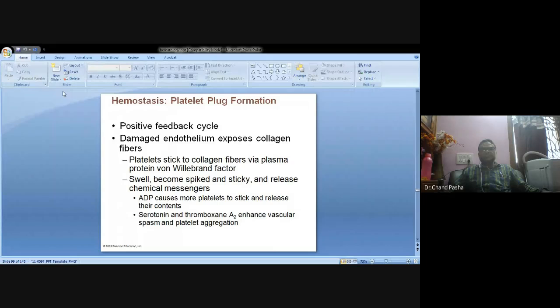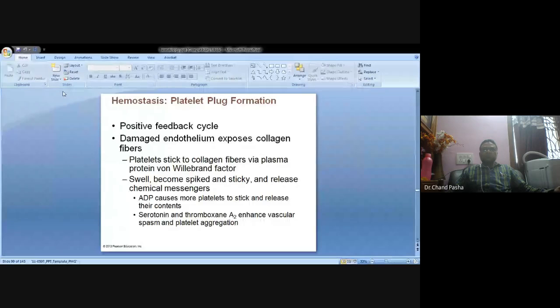The platelet cells stick to the collagen fiber via plasma proteins called von Willebrand factor. This factor, which is there in the plasma, binds to the fiber, and along with it, it binds to the platelet cells, and it causes swelling, and they become spiked and sticky and release a chemical messenger. There is ADP, which causes the platelets to stick and release their content, and serotonin and thromboxane A2 enhance the vascular spasm and platelet aggregation.